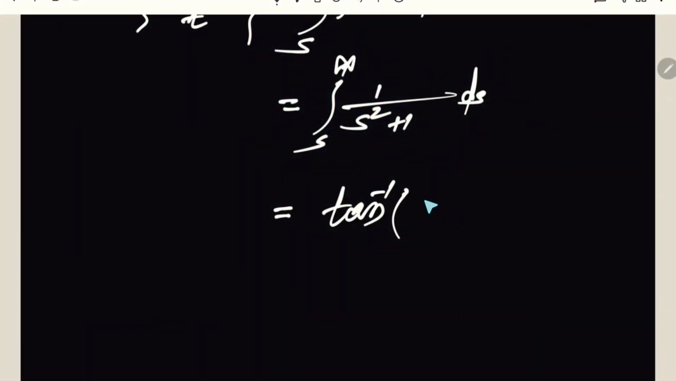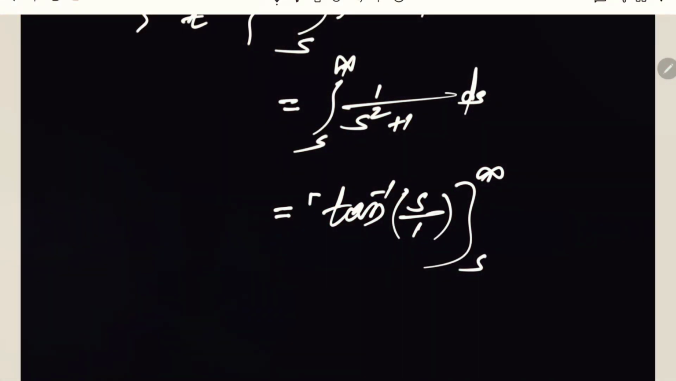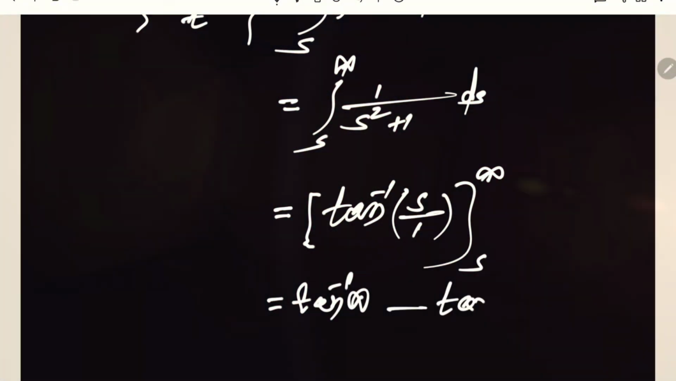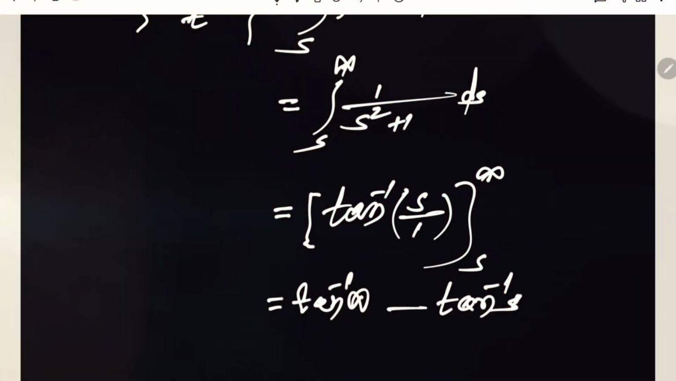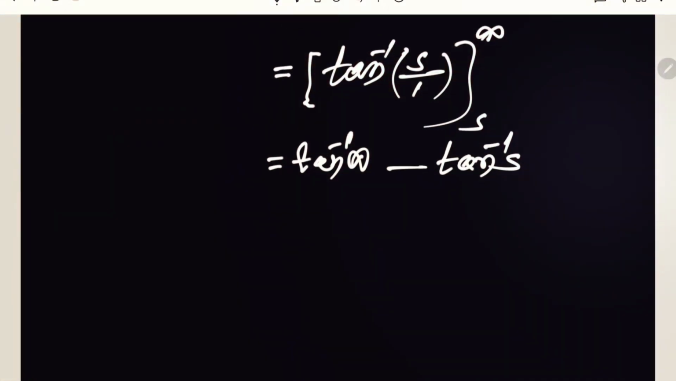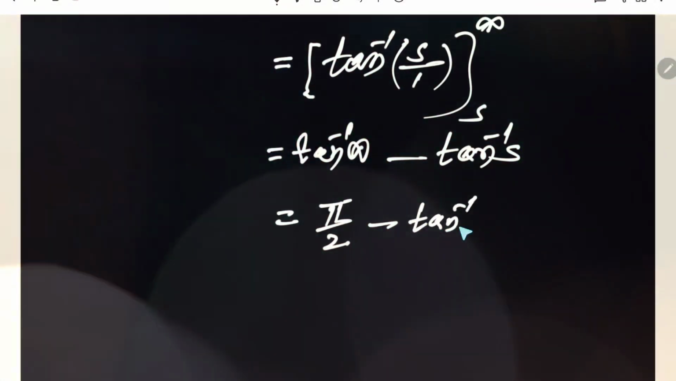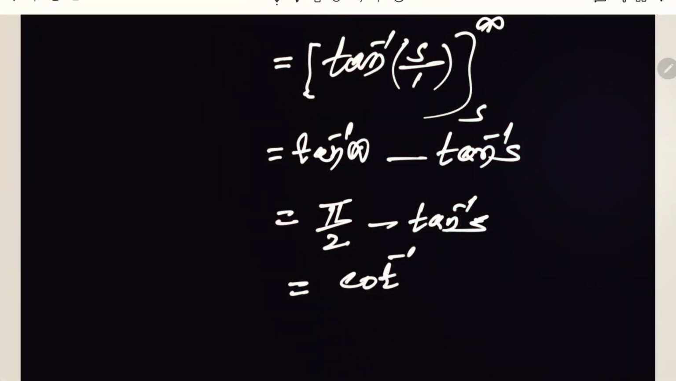From a standard result of integration, it is tan inverse of s by a, here a is 1, with limits from s to infinity. Tan inverse of infinity minus tan inverse of s. Again, the standard value for tan inverse of infinity is pi by 2, minus tan inverse of s. We can write the answer in this form, or again using a standard result from trigonometry, pi by 2 minus tan inverse theta is nothing but cot inverse of theta, meaning it is cot inverse of s.